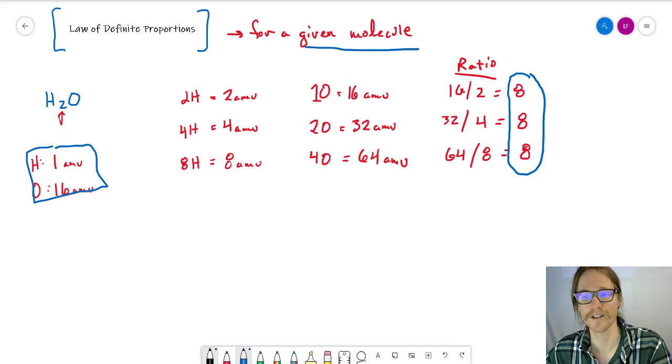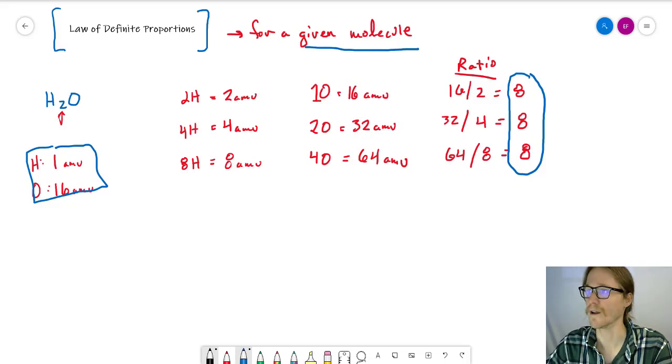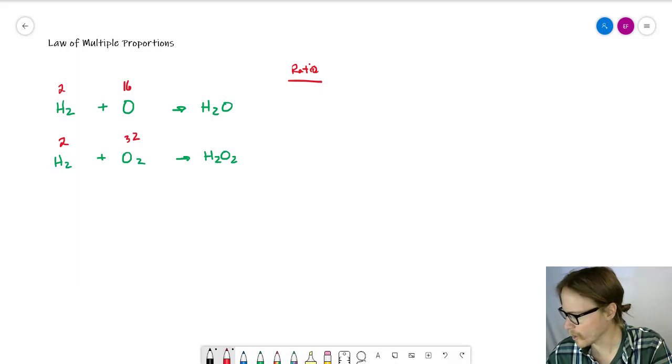We'll see in just a couple seconds that these 2 elements could combine in different proportions, but then that would give us a different molecule. For a given molecule, if the molecule doesn't change, the ratios will always be the same, and that's the law of definite proportions. Okay, so we know from the law of definite proportions that for a given molecule, the mass ratio of the individual elements that constitute that molecule have to always be the same.